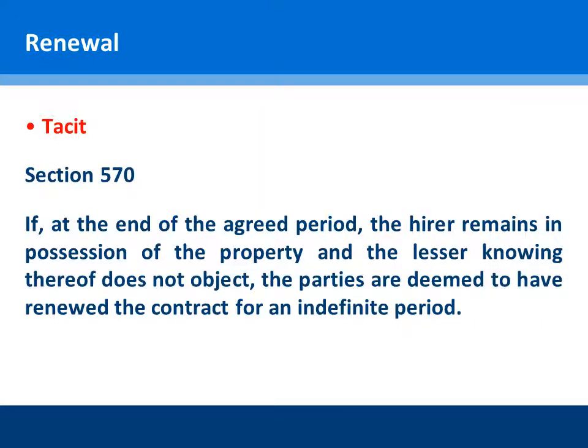Renewal may be tacit. For example, suppose that I rent your house for a period of 1 year. After 1 year, I still pay the rent and you still accept my money. In this case, this means that we have renewed our contract for an indefinite period of time. This is tacit renewal. Renewal may also be expressed if we, for example, sign a new contract for 1 additional year.